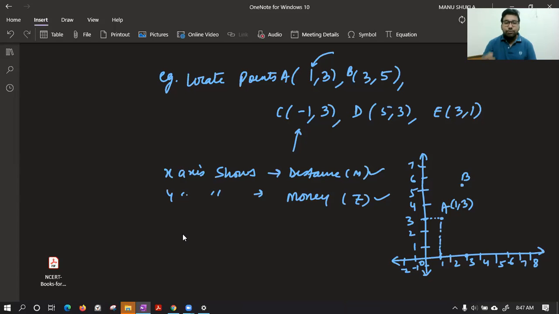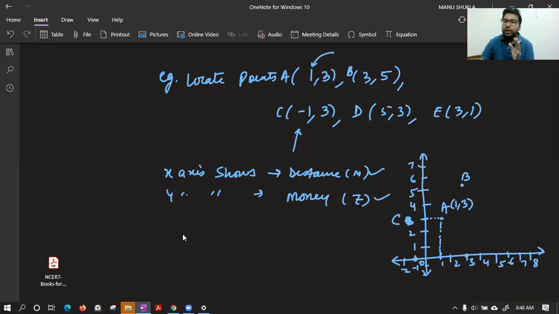Then point C is -1 comma 3. So on x-axis we have -1, on y-axis we have 3. I hope you all got this point correct. So -1 is here. If you observe, this is -1 on the left hand side of origin, and this is 3. So the point will lie somewhere here. By mistake, the 3 came on the point, but no issue. This will be your point C.